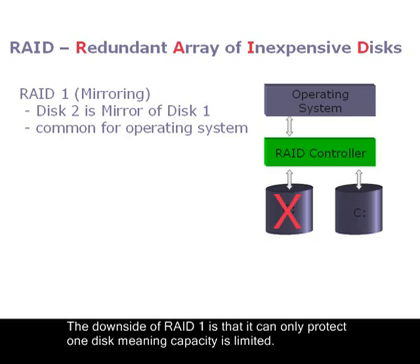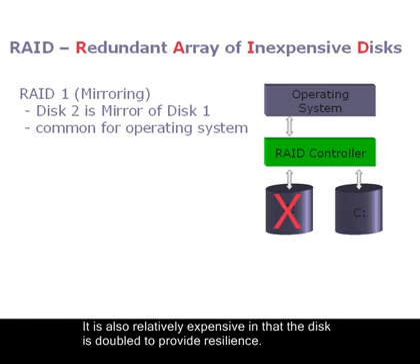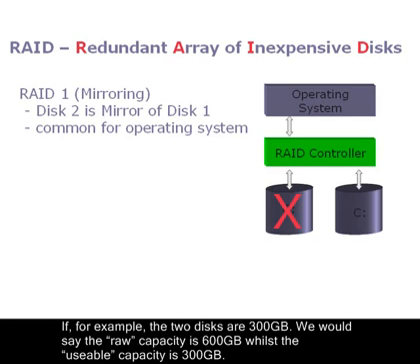The downside of RAID 1 is that it can only protect one disk, meaning capacity is limited. It is also relatively expensive, in that the disk is doubled to provide resilience. If, for example, the two disks are 300 gigabytes, we would say the raw capacity is 600 gigabytes, while the usable capacity is 300 gigabytes.